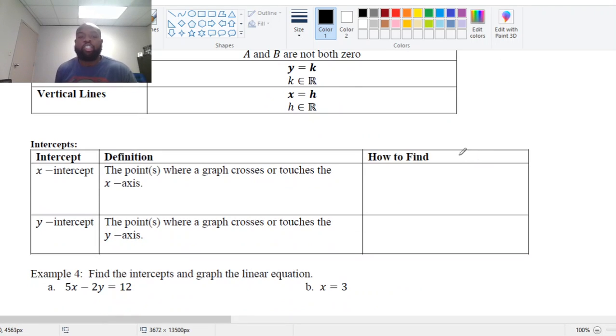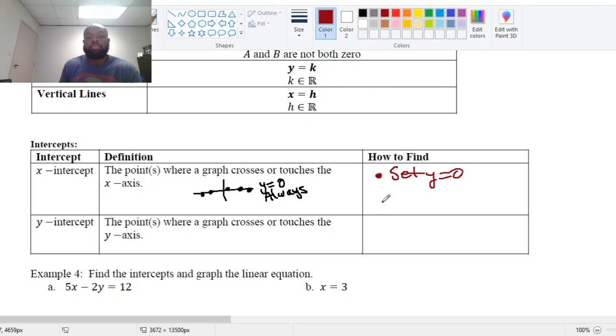Your x-intercept and y-intercept are properties of a graph that may be interesting and may help you graph. Your x-intercept is the point where your graph crosses or touches the x-axis. So remember, for any point on your x-axis, they all have y-coordinates of 0, right? y always equals 0. That's always the case, and so we can use that to help us find out what our x-intercepts are. We just set y equal to 0 and solve for x, because that's the only way for us to cross or touch the x-axis, is for y to equal 0.